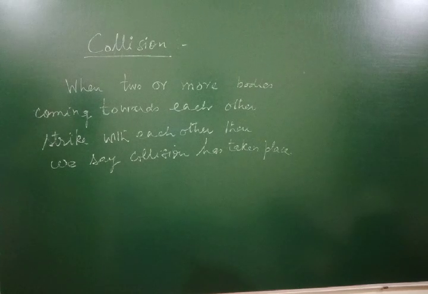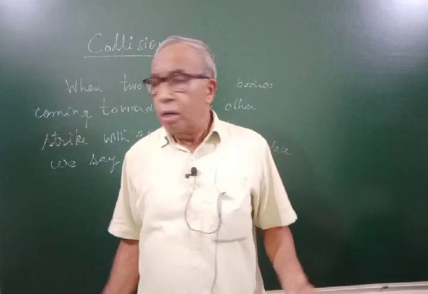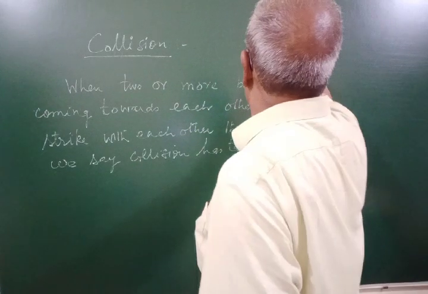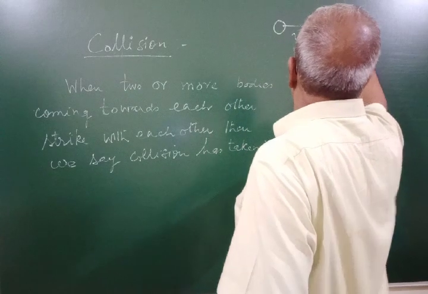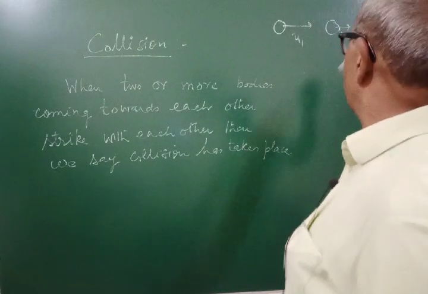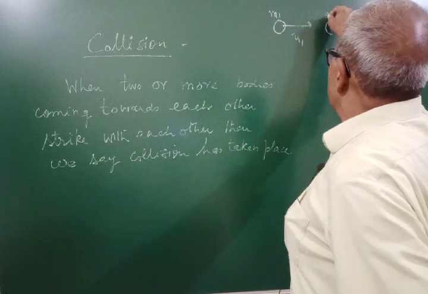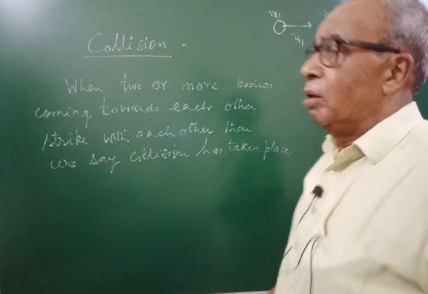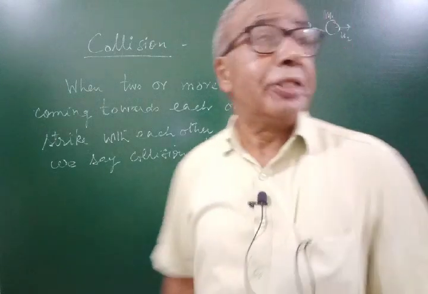Collision. When two or more bodies coming towards each other strike with each other, then we say collision has taken place. Generally, the two bodies may be moving in the same direction, having different velocity. Suppose u1 is greater than u2. The length of the arrow represents magnitude. So naturally, this mass m1 coming close to this will strike, and when they strike, we say collision has taken place.